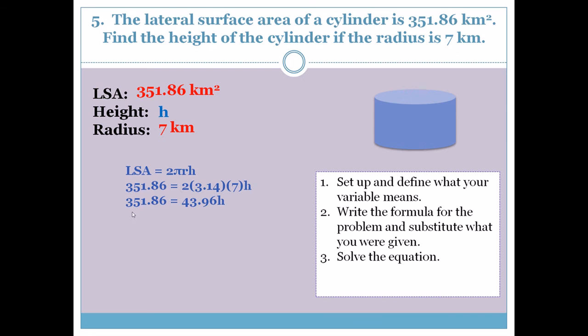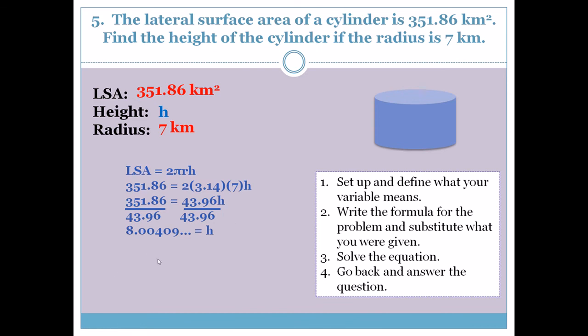351.86 divided by 43.96 equals 8.00409 dot dot dot. Again, another really, really long answer. But we need to answer the question. And the question is, find the height of the cylinder.